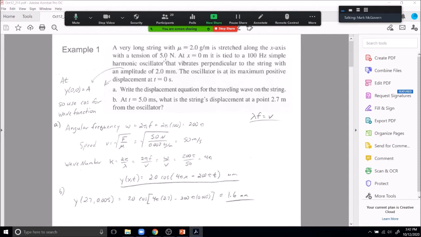It's not too bad. At x equals 0, it is tied to a 100 hertz simple harmonic oscillator that vibrates perpendicular to the string. So what does that mean? Vibrate perpendicular to the string means it produces transverse waves, which is all the stuff we've been talking about. A 100 hertz signal means the value for f is 100. Not the value for omega, it's the value for f. We got the amplitude.